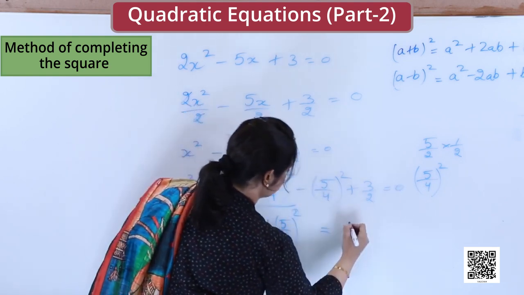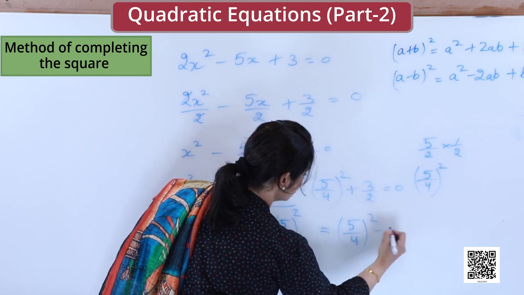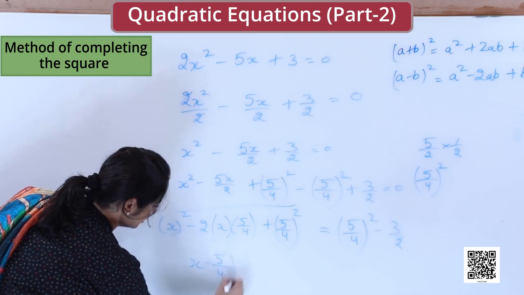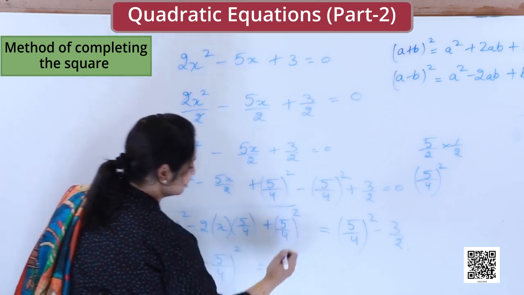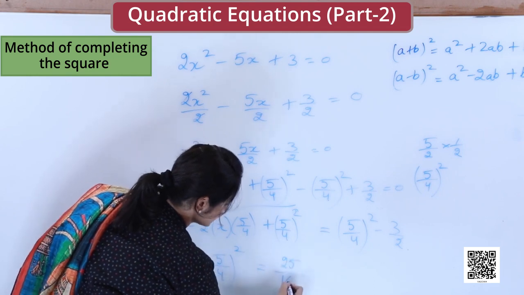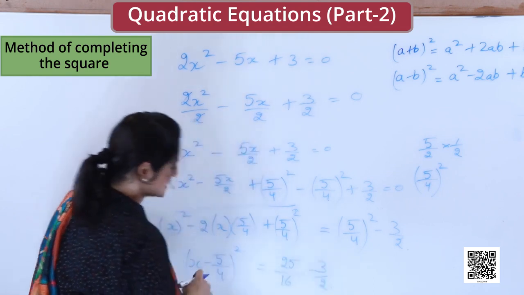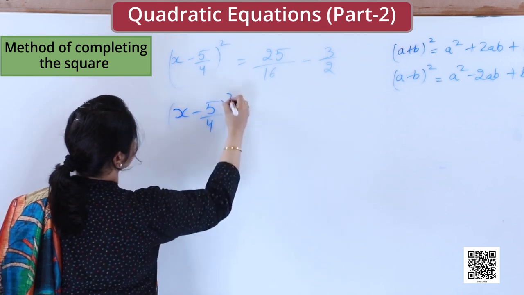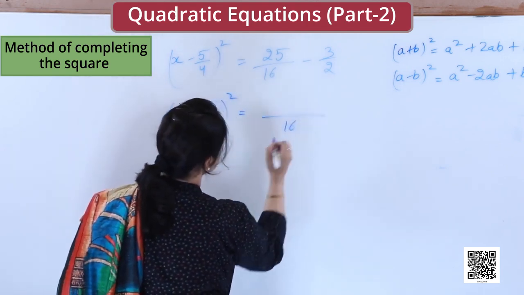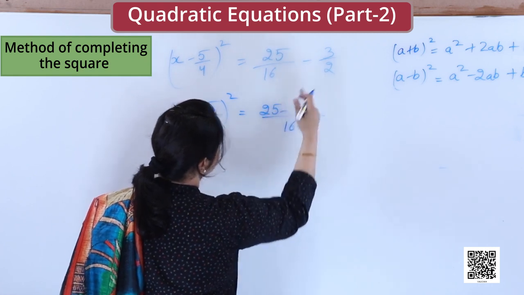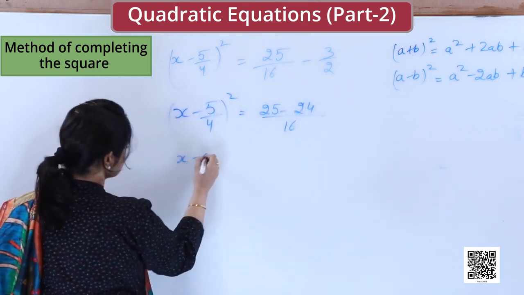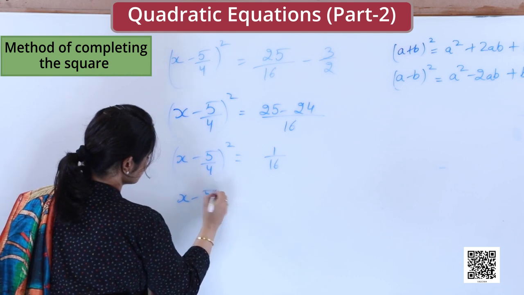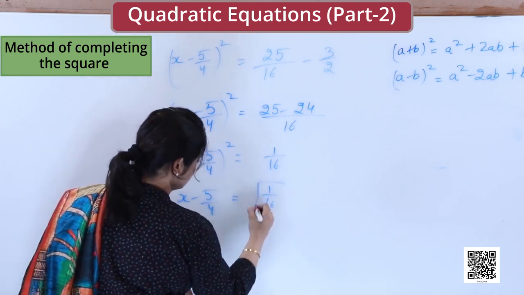Now these two terms can be taken there: (5/4)² − 3/2. This can be rewritten as (x − 5/4)² equals 5 fives are 25, 4 fours are 16, minus 3/2. Let's solve it further. Now for solving it, here we'll take the LCM 16. So here we'll write 25 and 8 threes are 24. So (x − 5/4)² equals 1/16. And x − 5/4 is equal to the root of 1/16.